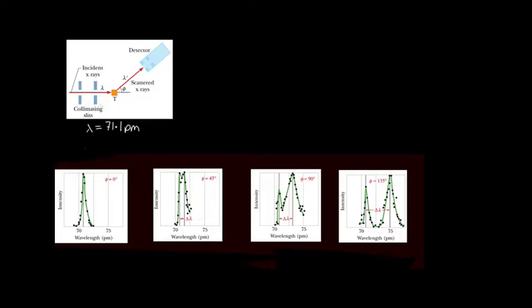What he did find, when this angle was 0, was that the transmitted wavelength was 71.1 picometers, which was the wavelength of the incident X-rays. However, as he changed this angle, he found that there were actually 2 peaks in the wavelength spectrum, and that the second wavelength detected for the scattered X-rays became increasingly larger as this angle increased. So this couldn't be explained by classical mechanics. However, we can explain it with quantum mechanics.